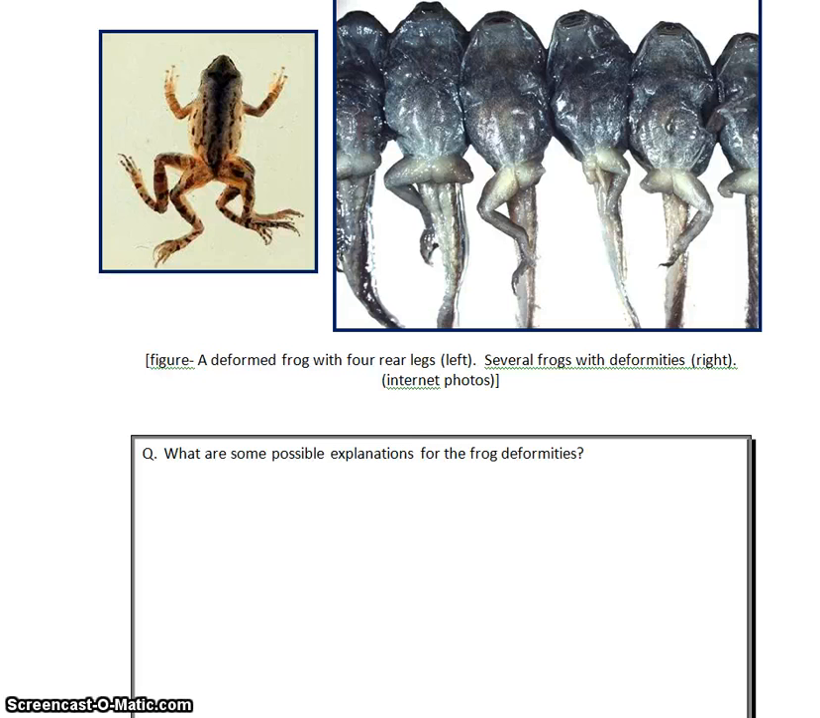And this is how you do science. You find some phenomenon, and then you have to try to figure out what's going on in nature, what's causing these abnormalities in the frogs. So you might take a moment here to pause and answer this question. What are some possible explanations for the frog deformities? So we could take a moment and write down some possibilities in the box.